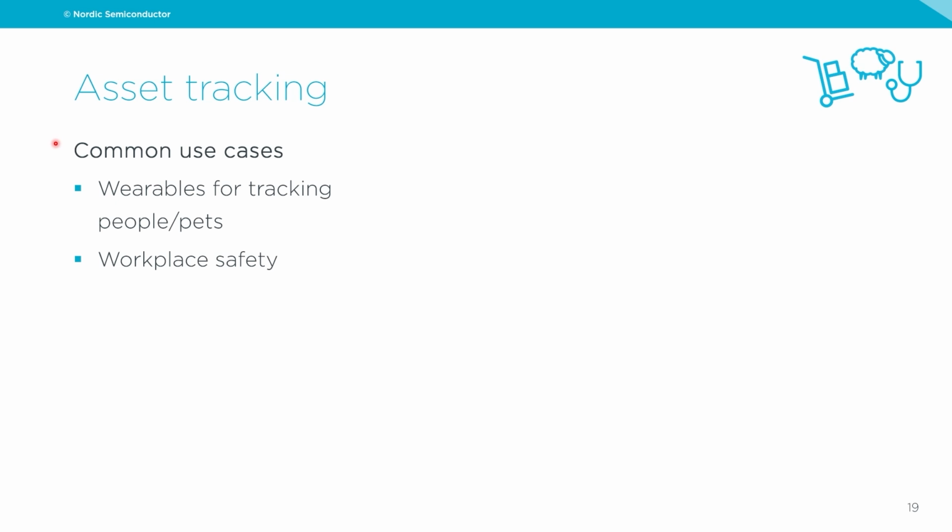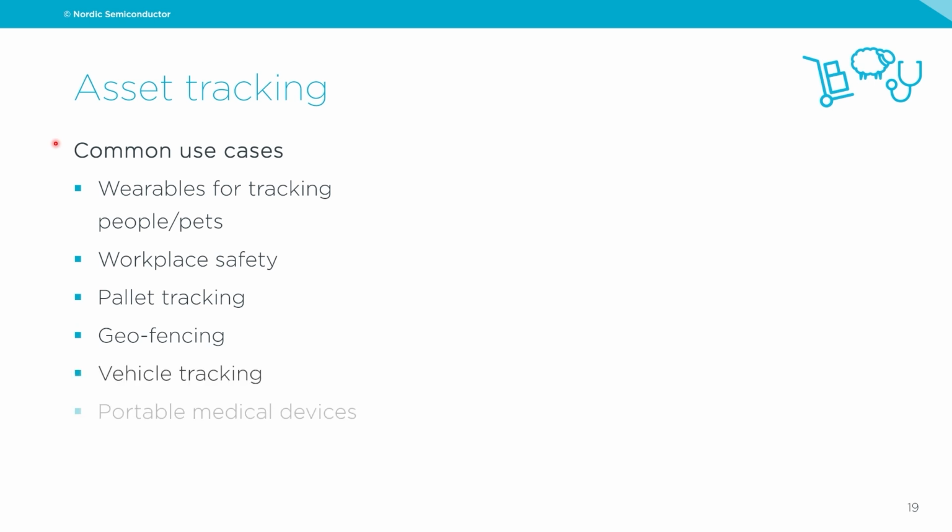Workplace safety, so tracking people in, for example, a construction site. Pallet tracking, so you have cargo that's coming from one side of Europe to the other side, and you want to track it along the way. Geofencing, that sometimes couples with the tracking on wearables for people and pets, or tracking vehicles, portable medical devices. You can extrapolate into any kind of industrial or commercial device or equipment that is typically costly, and therefore you want to track it and know its position at any given time.